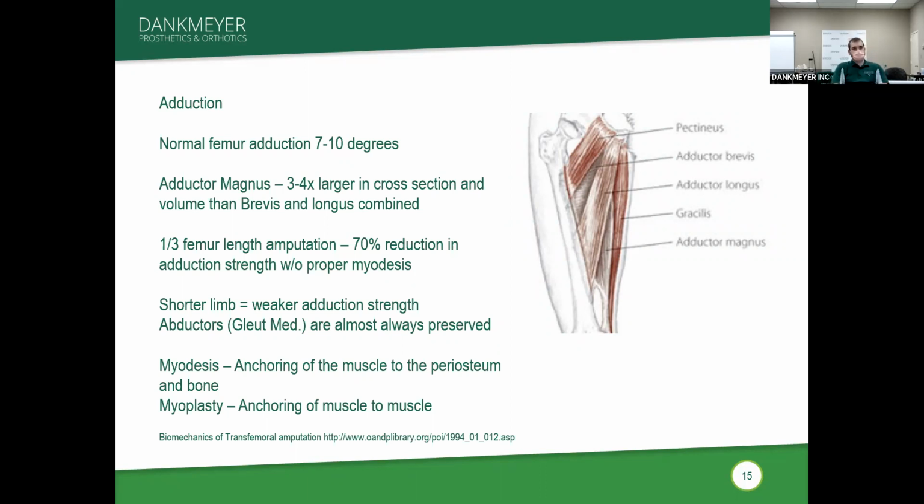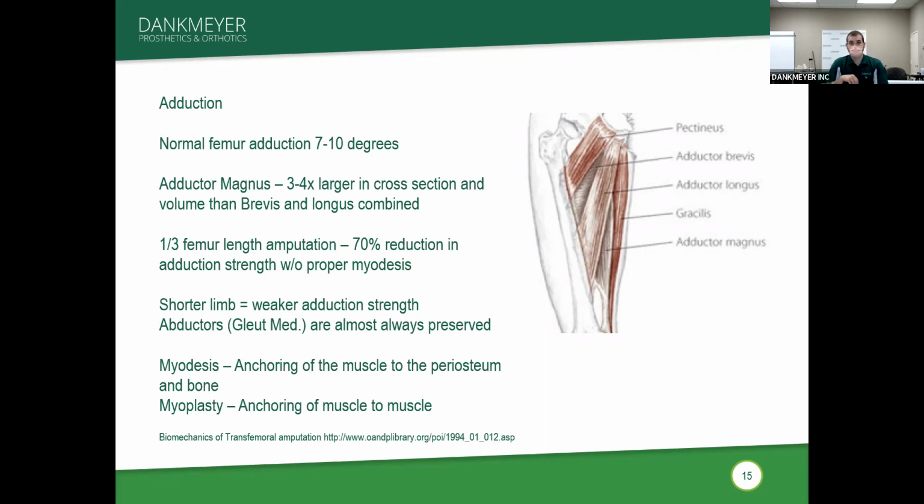Some interesting things to note, right? Normal femur adduction is around 7 to 10 degrees. The adductor magnus, which is the largest adductor muscle, has 3 to 4 times larger cross section and volume than the adductor brevis and longus. And that inserts quite distally onto the femur, right? So as you start amputating at the femoral level, as you move proximally, you're losing that attachment point.